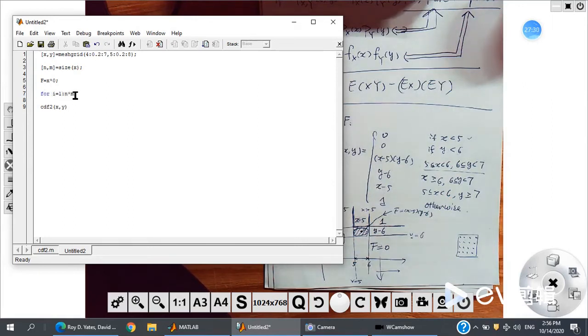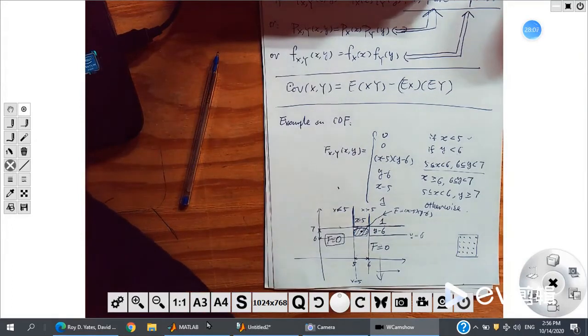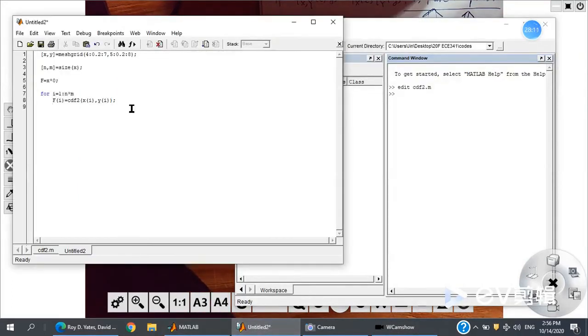So I use this way. For I run from 1 to N times M, I will run over all the elements in X and Y. So here's an I, and here's also I. For every element of X and Y, I run the CDF2 and put the result in F of I. Okay, and then end. So after this for loop, we will have the values of F.